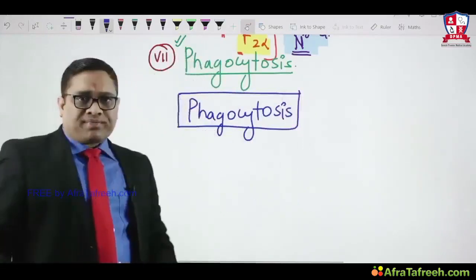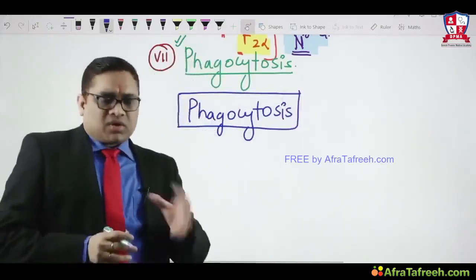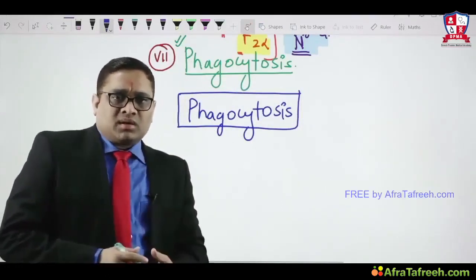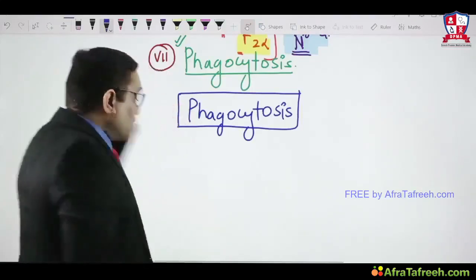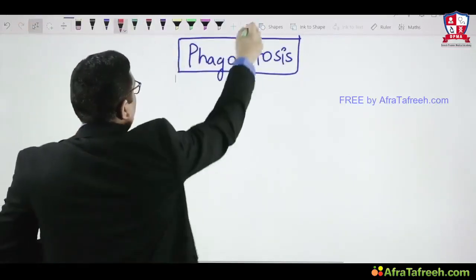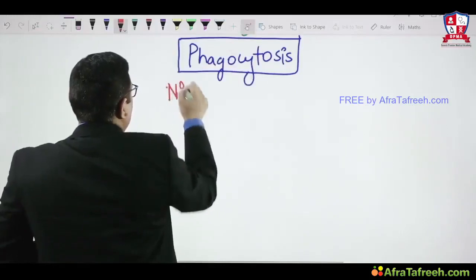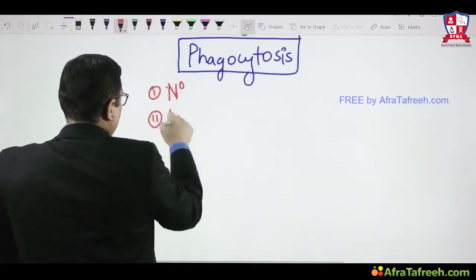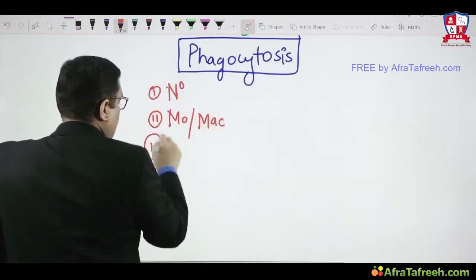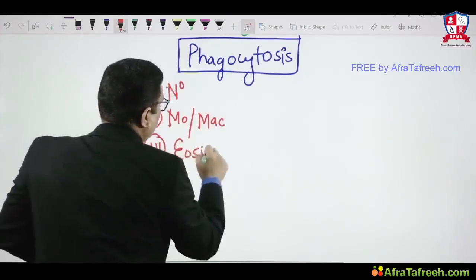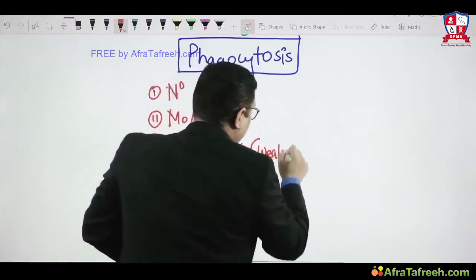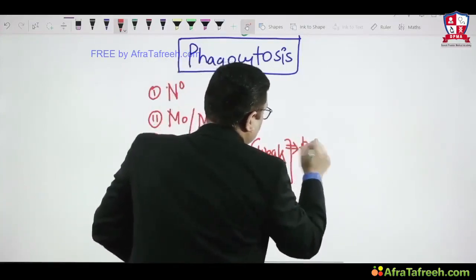Right. So in phagocytosis, first we have to understand what are the cells involved, which cells are responsible for phagocytic functions. We all know that neutrophil is a phagocytic cell. We all know monocyte and macrophage are also phagocytic cells. But very rarely do we understand that eosinophil is also a phagocytic cell.